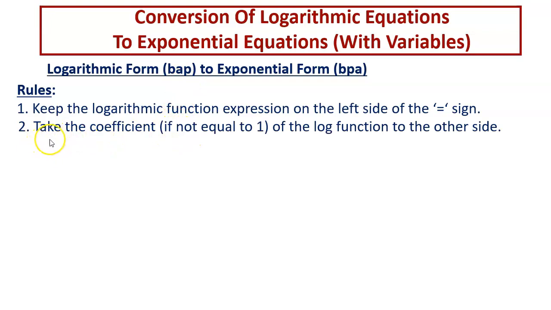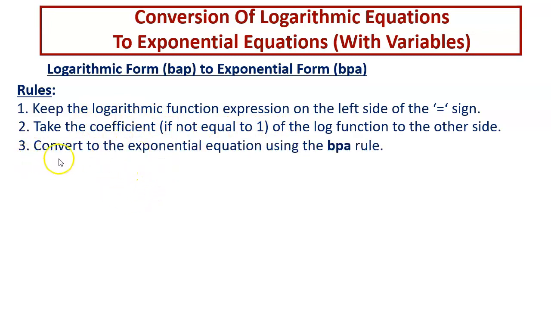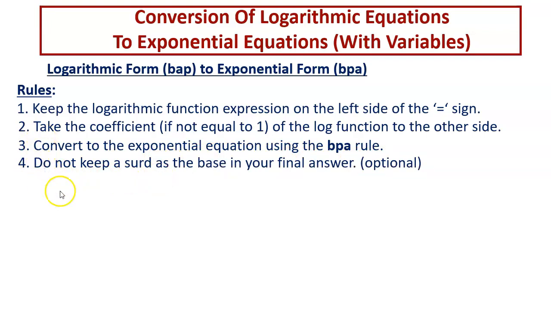Rule number 2 says take the coefficient, if not equal to 1, of the log function to the other side. We will be understanding the meaning of this rule better when we go to the questions part. Rule number 3, convert to the exponential equation using the BPA rule. And rule number 4 says do not keep a surd as the base in your final answer, which is optional.